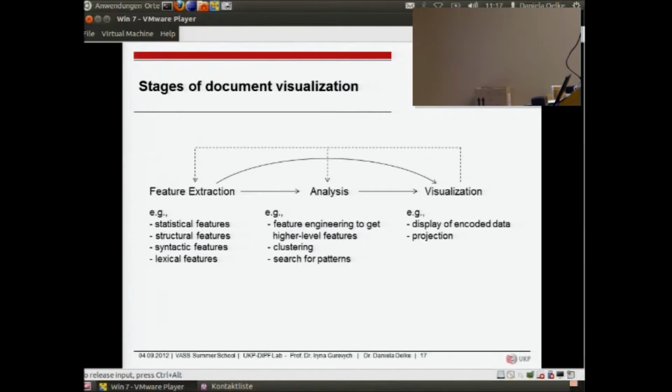I'm going to show you some examples for that. But you can also have an intermediate step in which you do some advanced analysis and feature engineering, for example, to get higher level features, apply text mining techniques like clustering, or do an automatic search for patterns, and then you get the power of the machine more involved, and then you would go to the visualization. And of course, as it is usually done in a visual analytics process, you also have those feedback loops that go back and trigger the machine, the automatic algorithms again.